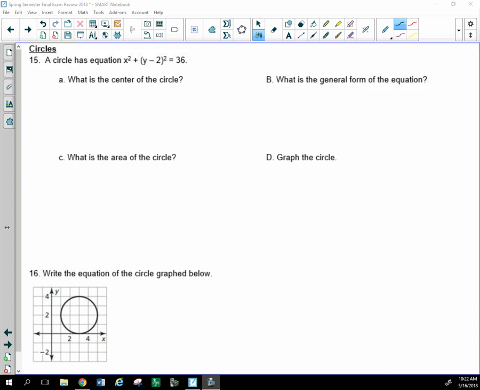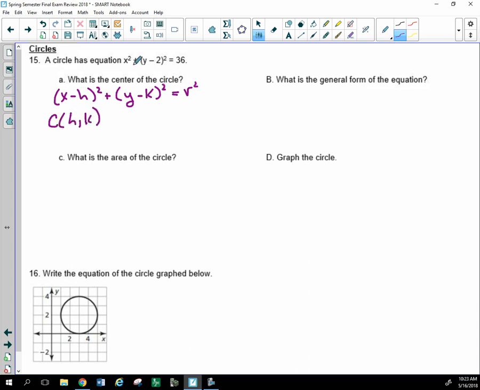If we remember, the first one is asking about the center of the circle. The standard form of the equation of a circle looks like this. It's kind of the distance formula in a weird sort of way. In this case, h and k are the center, and you'll notice that the equation shows the opposite of h and the opposite of k, but the center itself is (h, k).